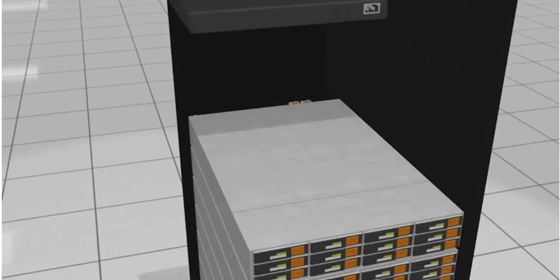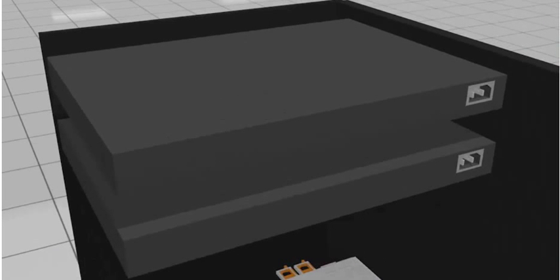At the top of the rack, there are two internal switches. These switches provide communication between all of the nodes in the Avamar server. Each node is connected to both switches so that a switch failure does not result in a loss of communication.